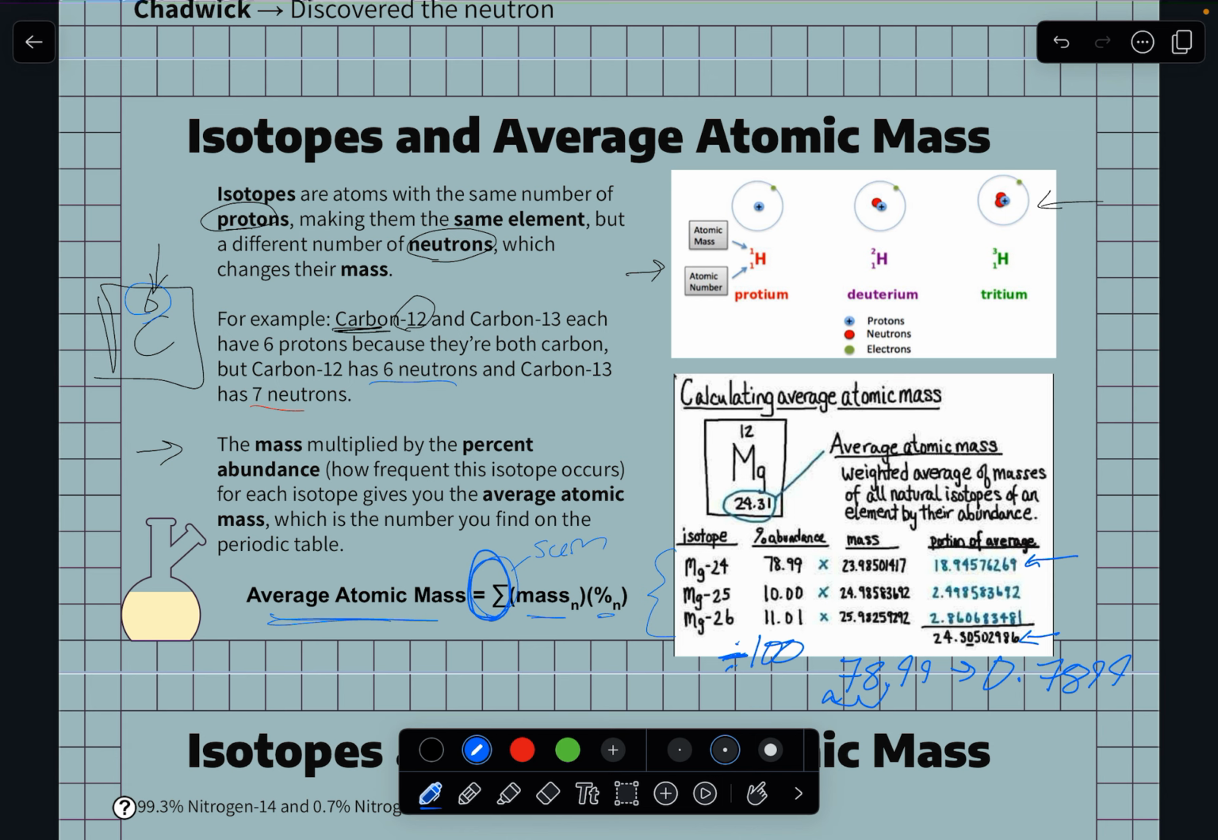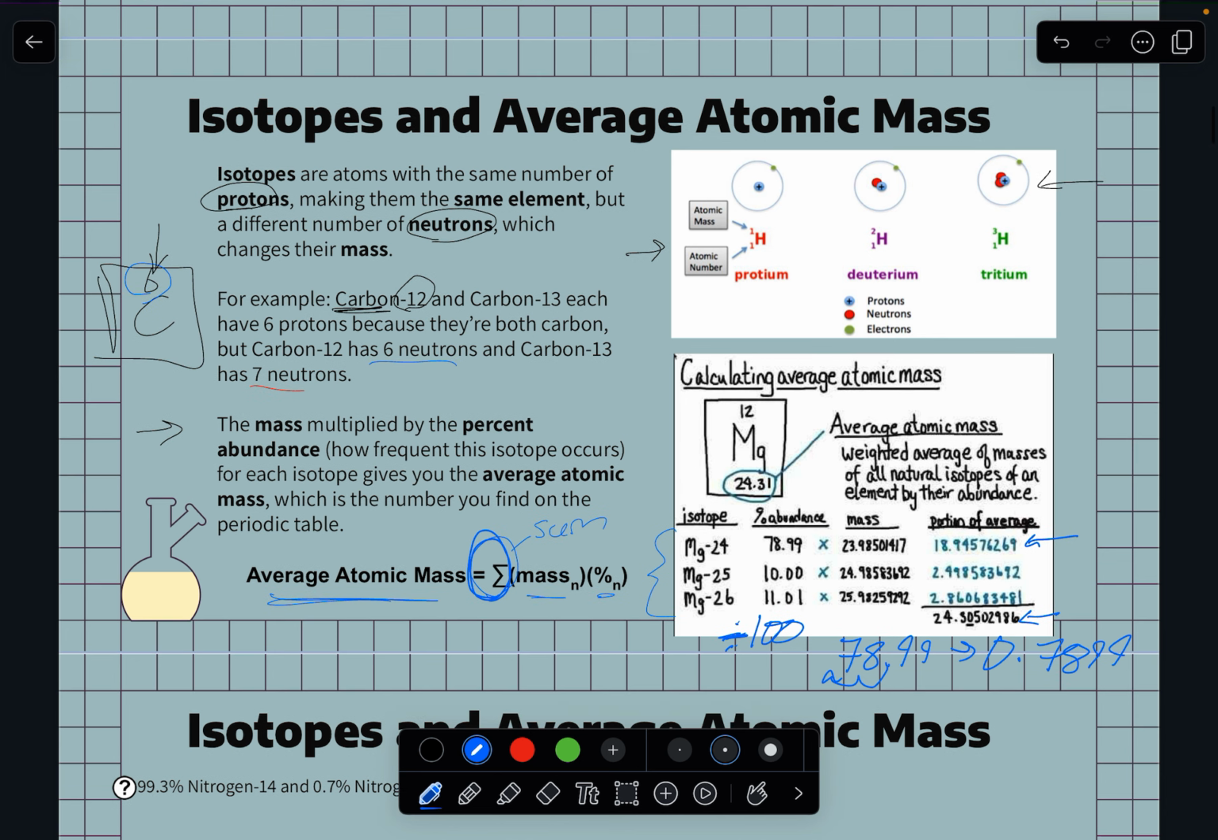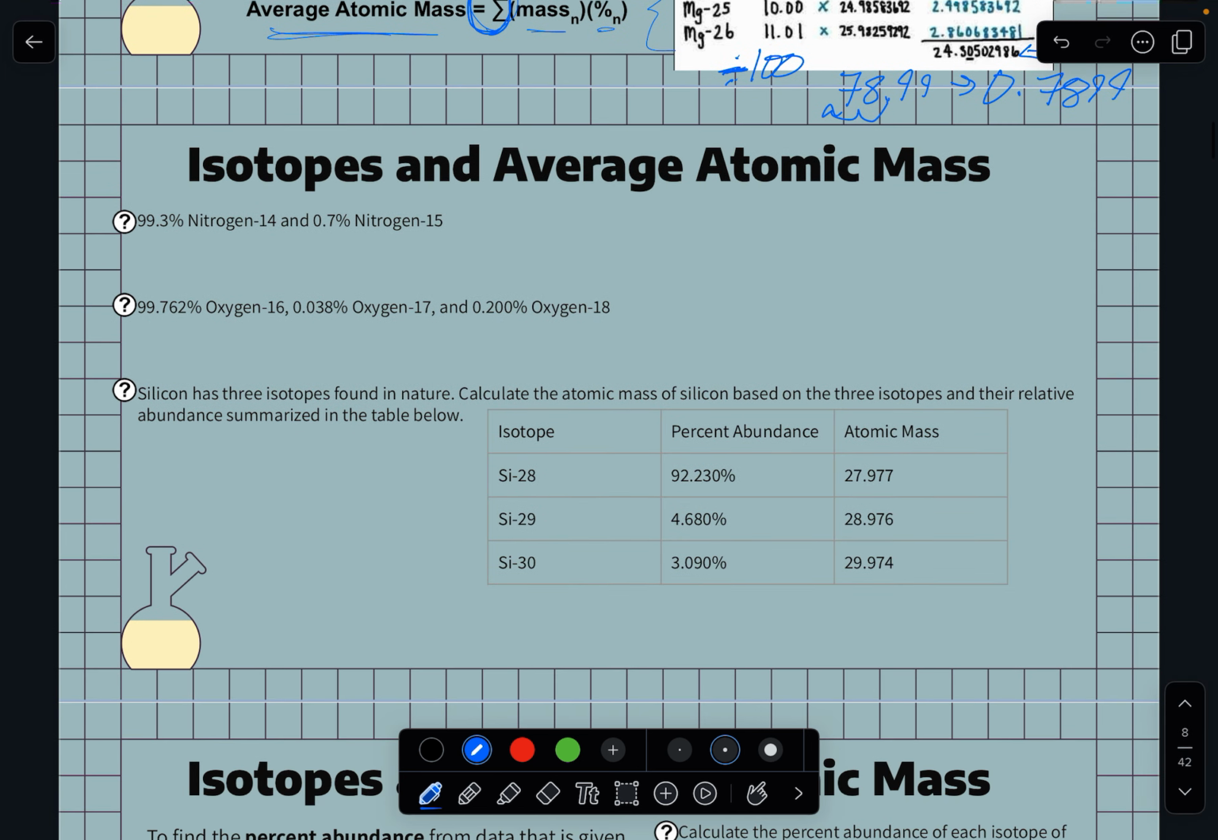So if you're given percentages, and you're given the mass of an element and you're finding percentages, you can use a number on the periodic table as what the answer is going to be. Okay, so let's do some examples with this.